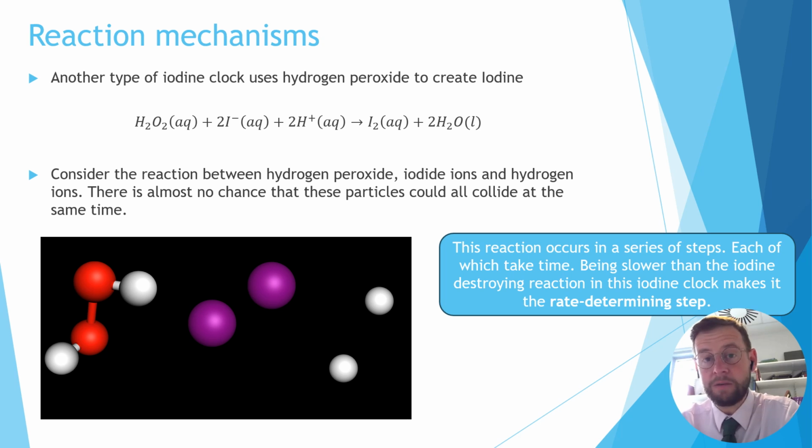What we can do is we can look at the rates of reaction here to determine which of these processes are going to go first, which of these collisions need to happen in what sequence, and what the slowest part of that reaction chain is going to be. This is going to be called the rate determining step.